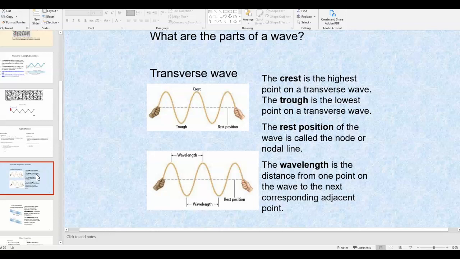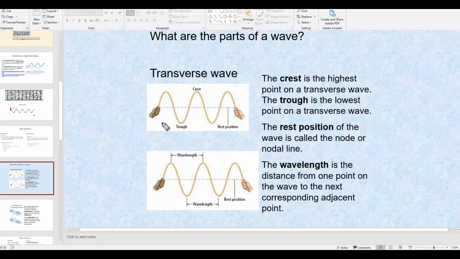The bottom of a transverse wave is called the trough, like what horses drink out of. Okay, the trough, that's the lowest point on a transverse wave. This middle line, this dotted line that goes sideways right here, that's called the rest position of the wave. Okay, and then finally there are two other parts.